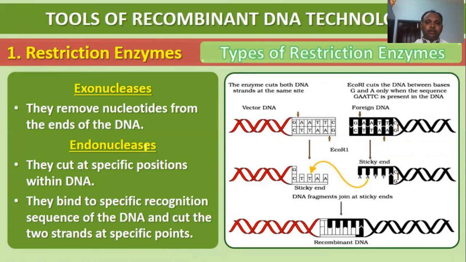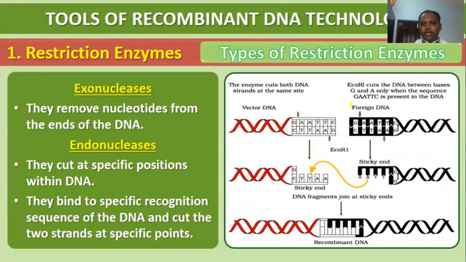But where will it make the cut? They cut at specific places. These enzymes bind to specific recognition sequences of the DNA and cut the two strands at a specific point, leaving DNA fragments. See here, the image they have given: the enzyme cuts both DNA strands at the same site.